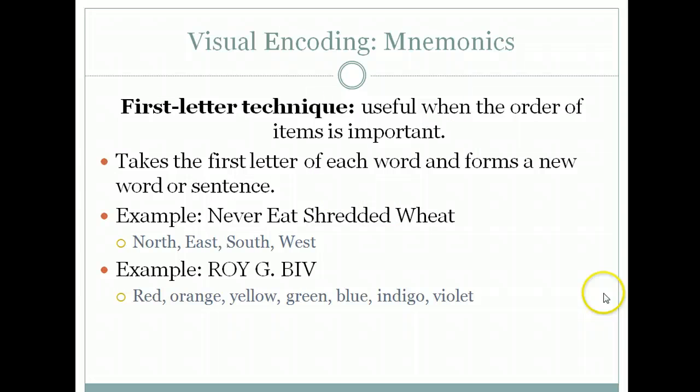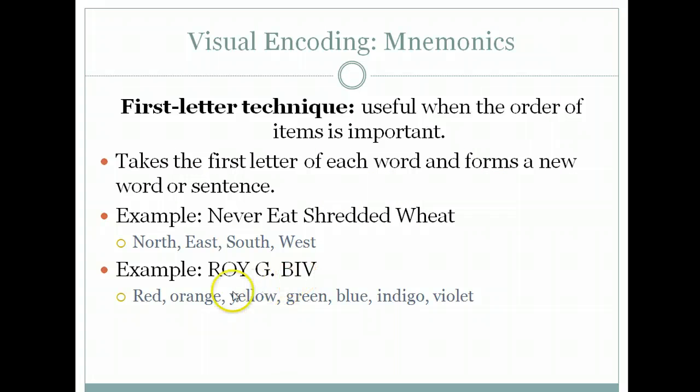So for example here, you've probably had to at some point memorize the directions. So north, east, south, and west. And the way I remembered it was never eat shredded wheat, with of course the N in never meaning north, the E in eat meaning east, the S in shredded for south, and the W in wheat for west.